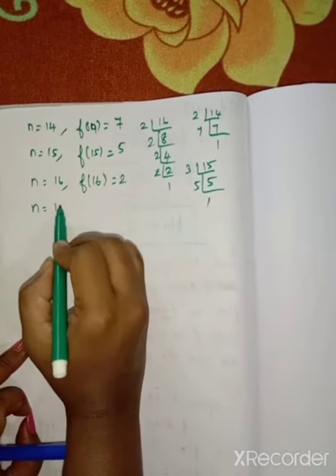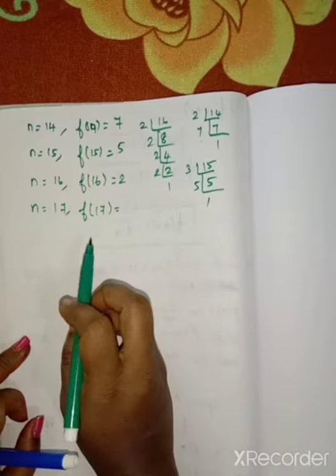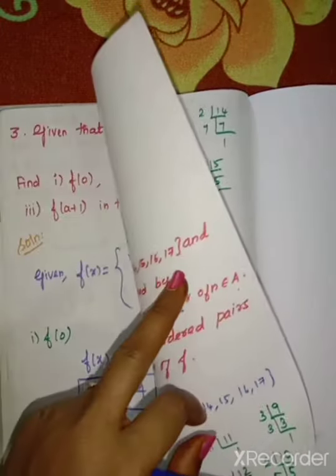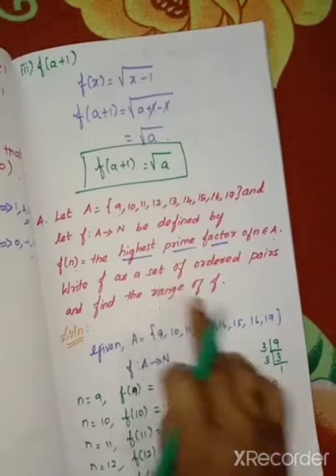Then n equal to 17. F of 17. 17 is a prime number, so you can write it straightly. So up to 17 alone we have been given the n term. So now write the set of ordered pairs.